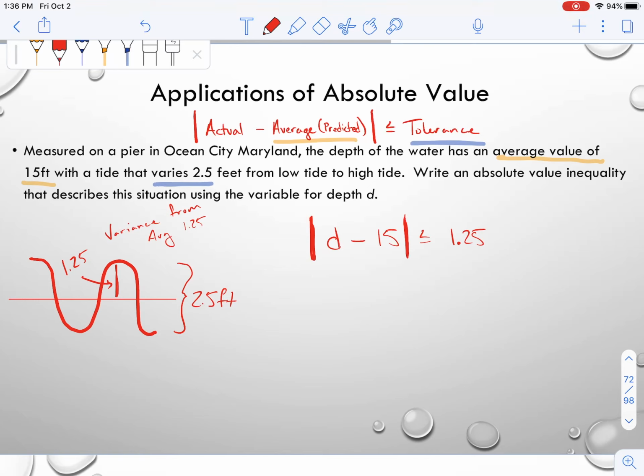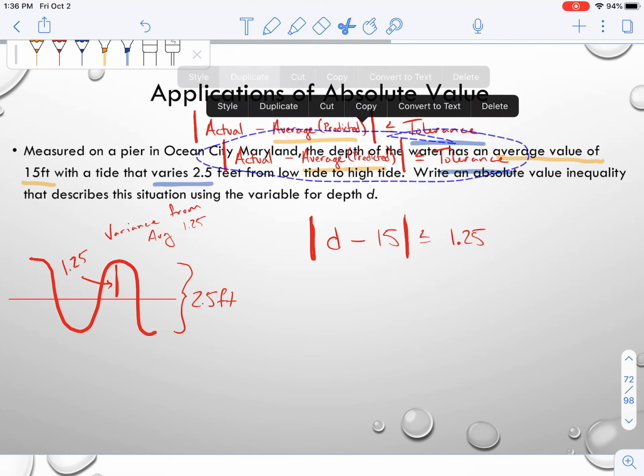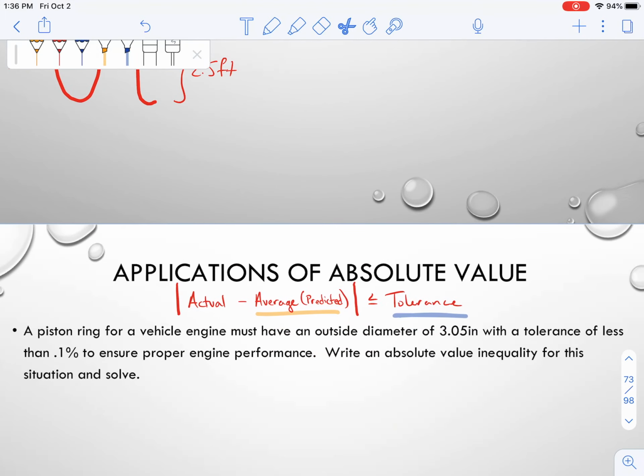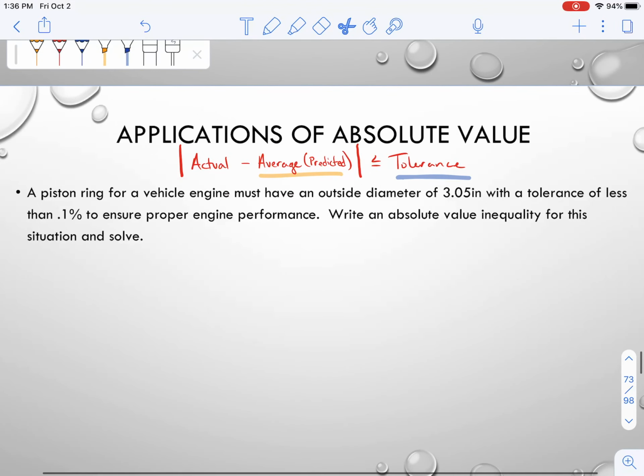So what I would like you guys to do is, on my next slide here, we've got a piston ring for a vehicle engine that has to have an outside diameter of 3.05 inches with a tolerance of less than 0.1% to ensure proper performance, right? You're not going to get compression if there's too large of a gap. If it's too small of a gap, that piston's not going to be able to move freely within the cylinder, right? So I want you to write an absolute value inequality for this situation, and I don't want you to actually solve it, okay?